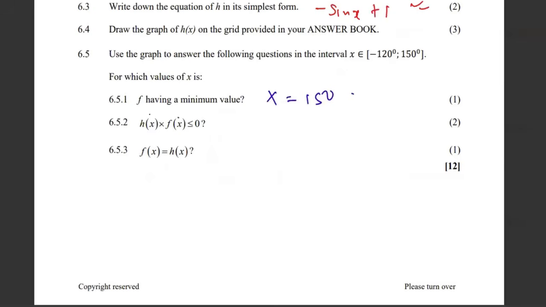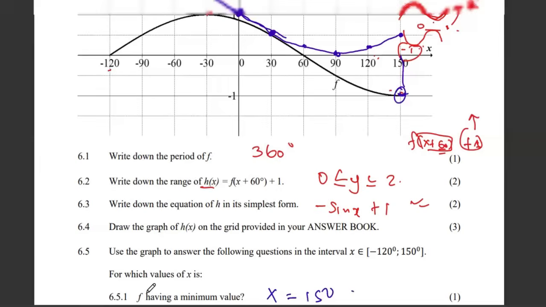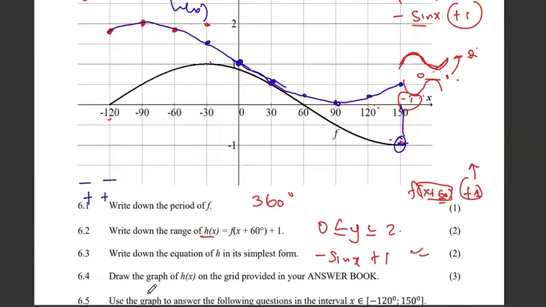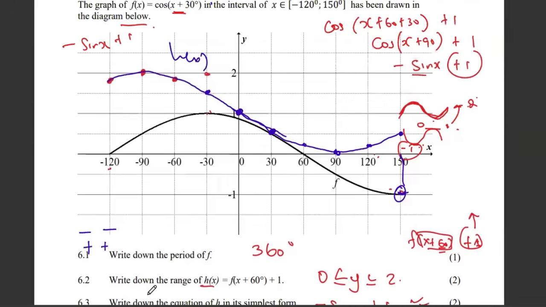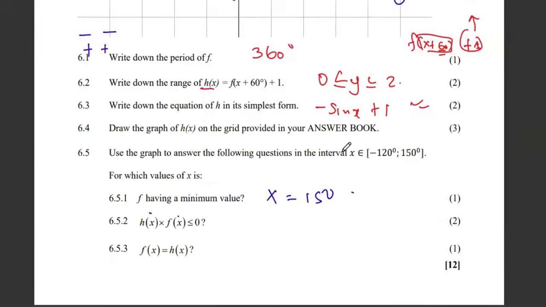Then where do we find both graphs to be less or equal to 0? So both graphs are negative. What that means is that both graphs are above or both graphs are below. So we know that h is not below, but it's just above. So what is that going to mean? Between this 60 and the negative 120 should be of interest. What did they say between negative 120 and that?